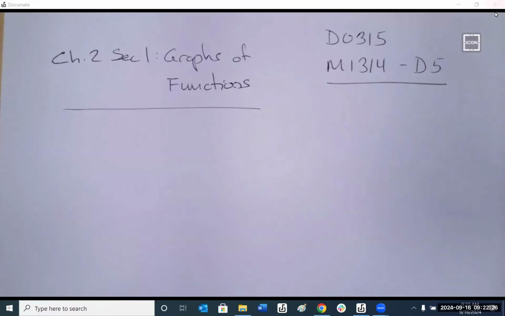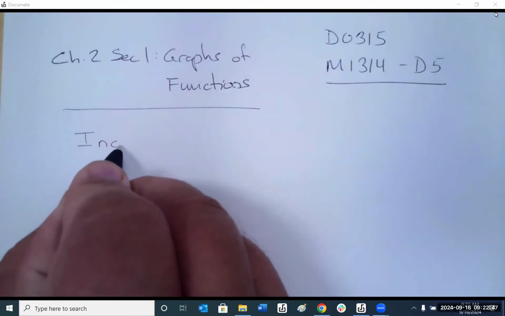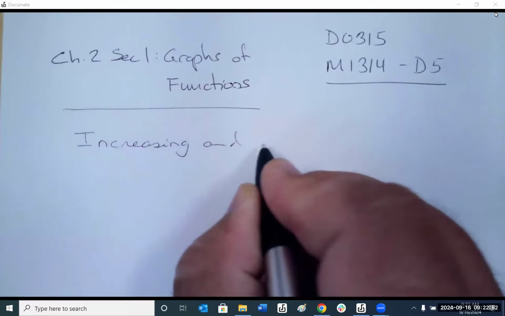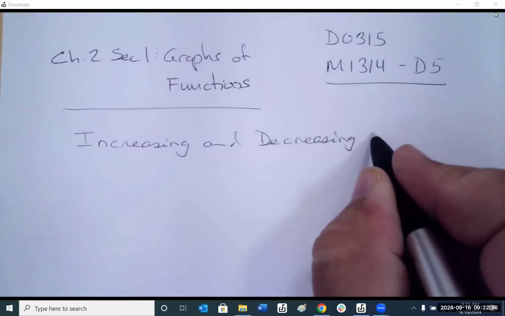All right, this is chapter 2, section 1, graphs of functions. Fortunately, we just went through all the basic graphs. So now, if I give you an equation, hopefully you'll be able to have an idea what it looks like. And that's what this chapter is going to be mostly about. First thing we talk about is increasing and decreasing functions.